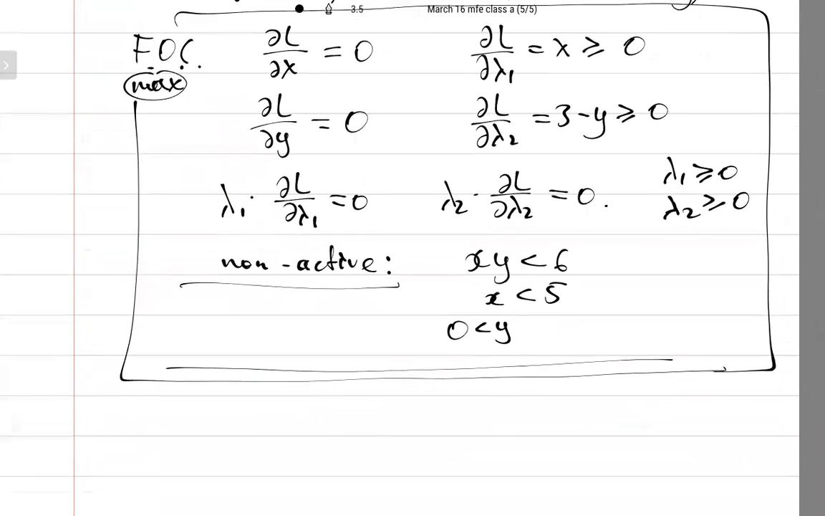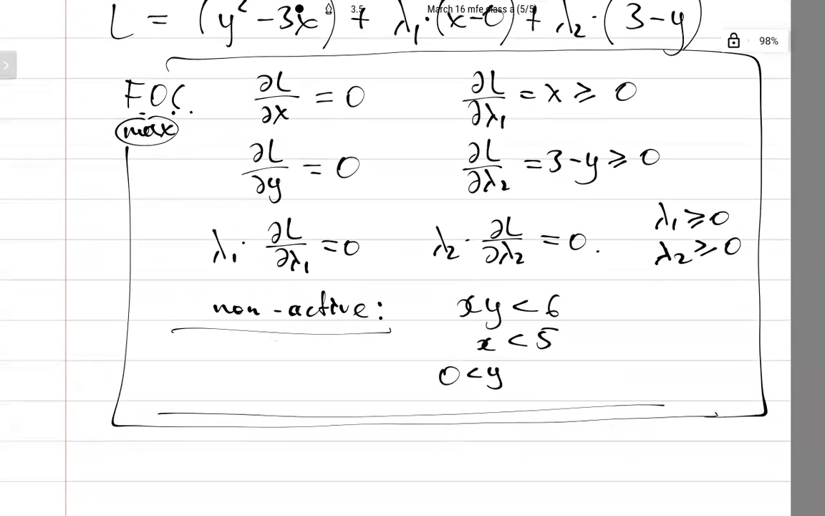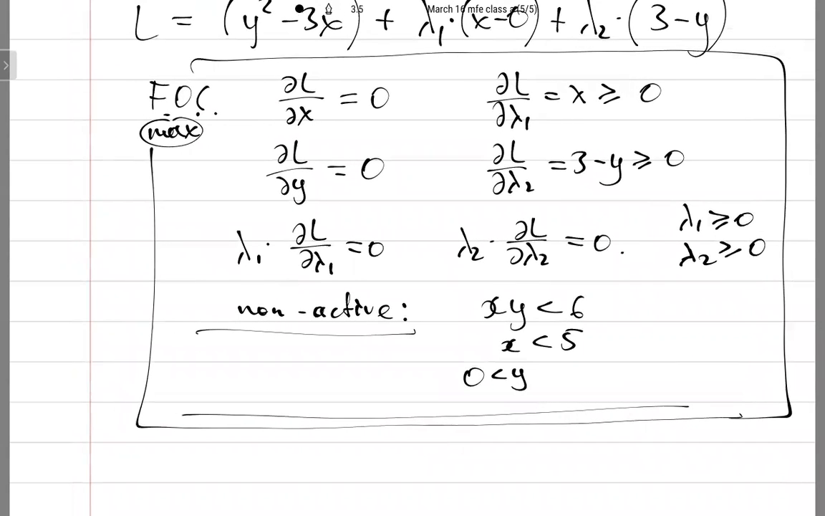Let's solve it. dL dx is minus 3 plus lambda 1 is equal to 0. Yeah, that's fine. dL dy, it's 2y minus lambda 2 is 0.